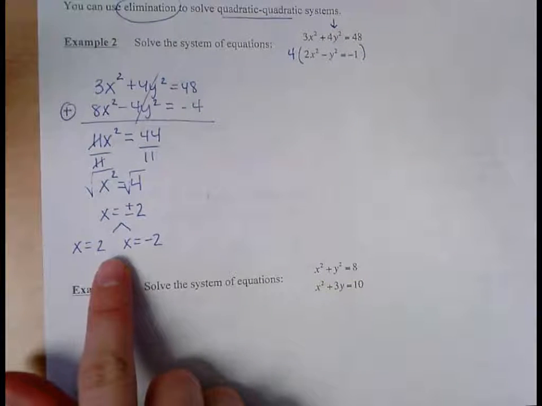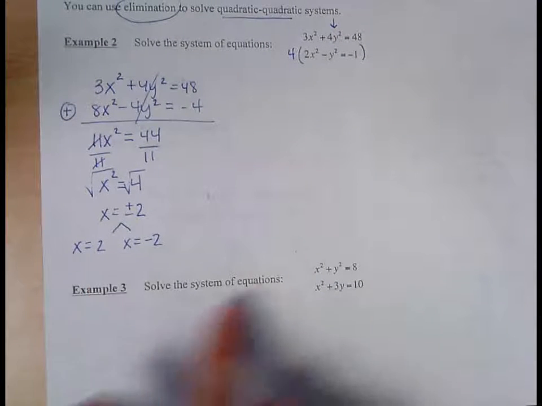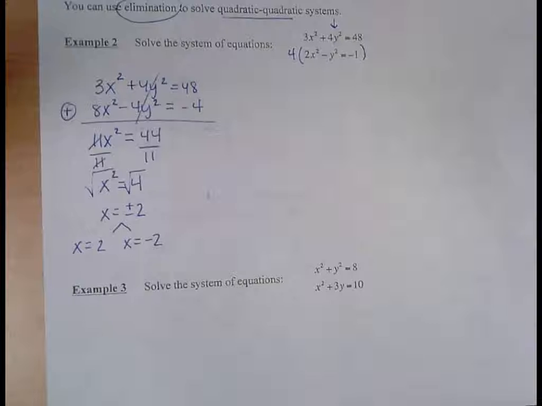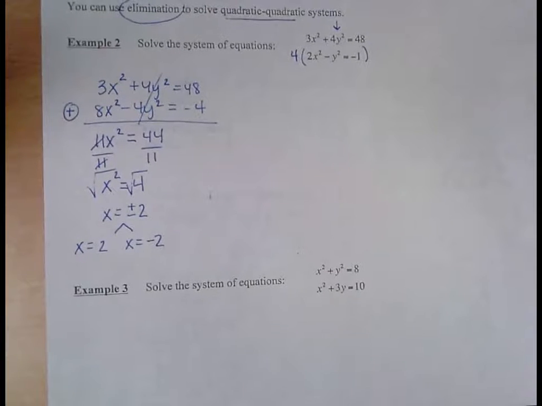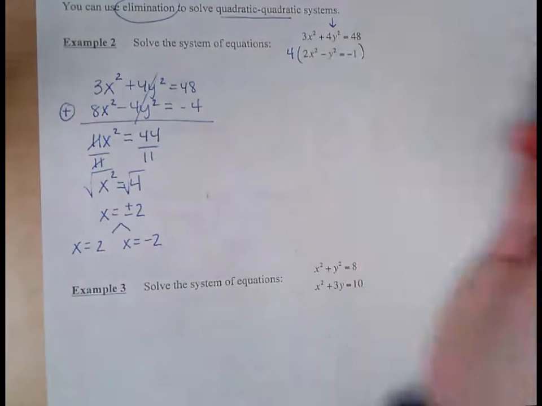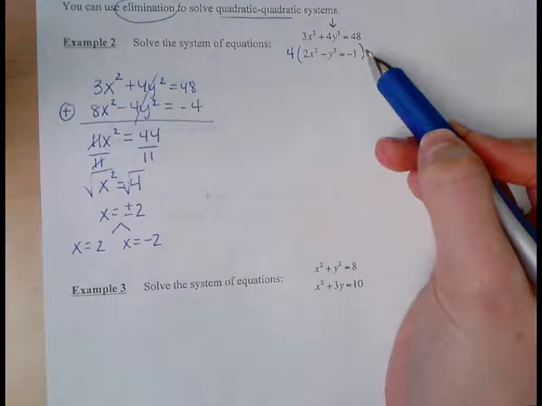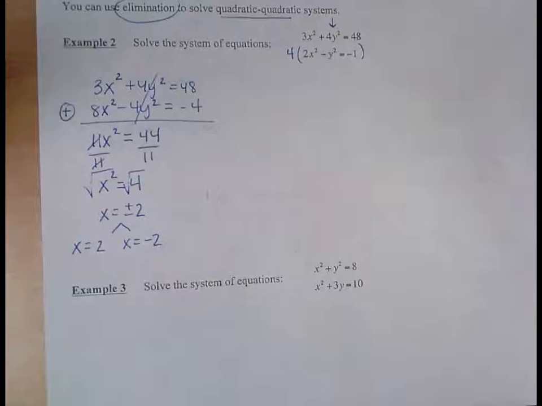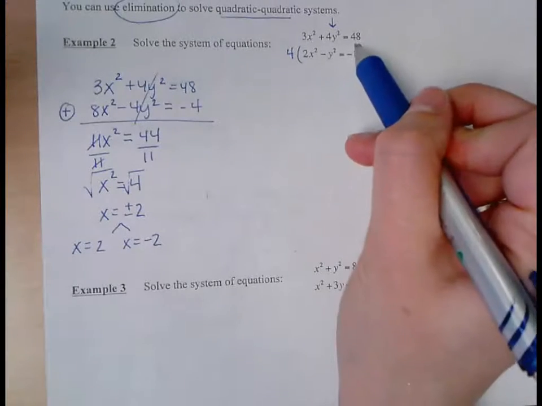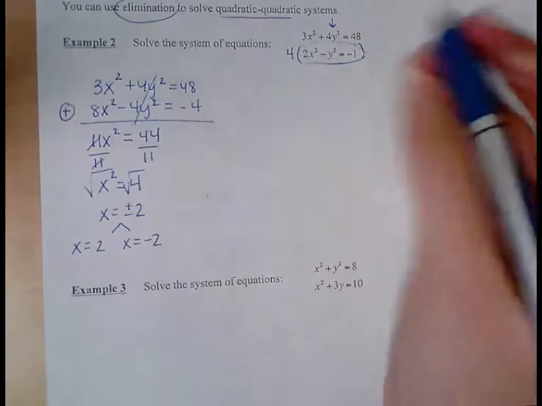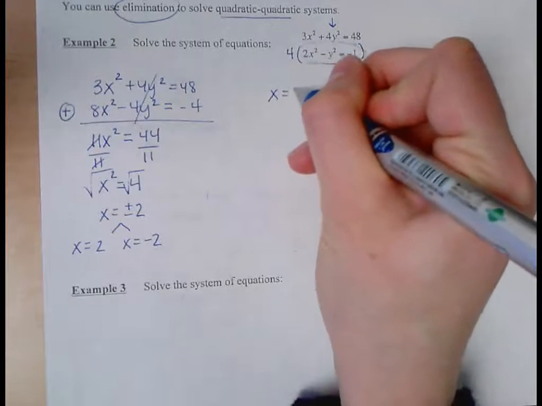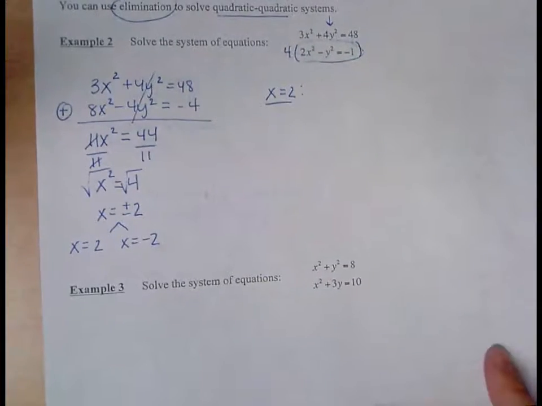Okay, then once you have that, you can go back to one of your two original equations in order to solve for y, but you're going to have to substitute in the two x values separately. I'm just going to choose, it doesn't really matter here. I'll choose this bottom equation to substitute them into, and I'll substitute in positive 2 first.